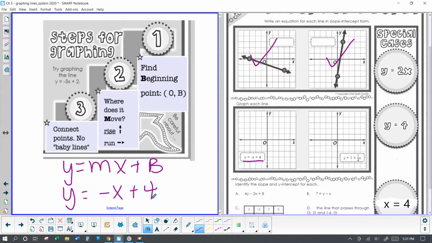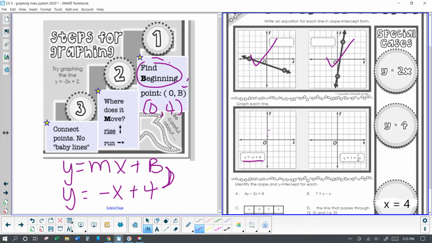The first thing I want to do is find the beginning point. It is always my b number. And so if I'm looking, here's my b number, right? My b number is 4. So I'm going to write it as an ordered pair. (0, 4). That is the location of the starting point of my graph. And so I go to where x is 0 and I count up 4. 1, 2, 3, 4. And that point right there is going to be the starting point of my graph.